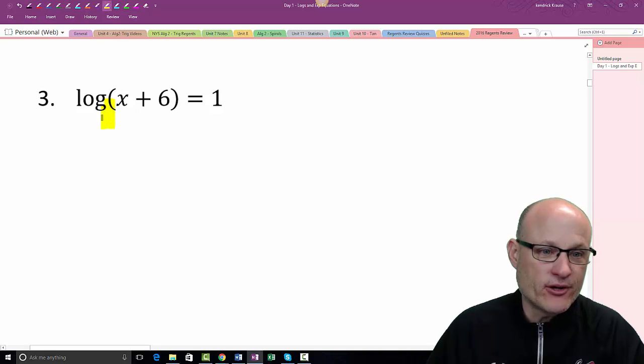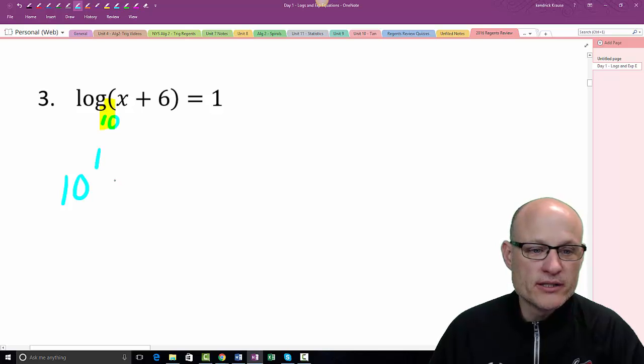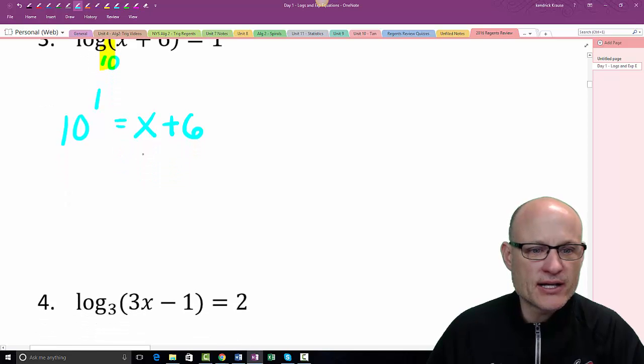When the base is non-existent, like there's nothing here, where'd my base go? It's a base 10. So we'll do 10 to the 1 equals x plus 6. These two things just switch sides. So I get x equals 4.